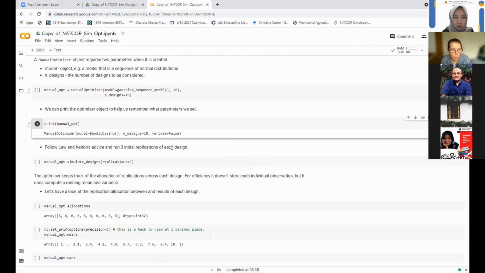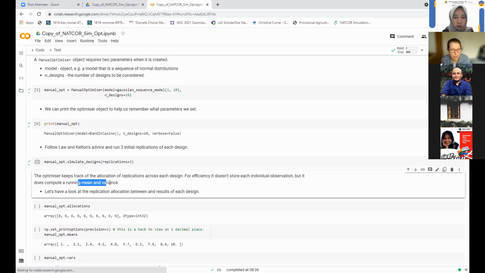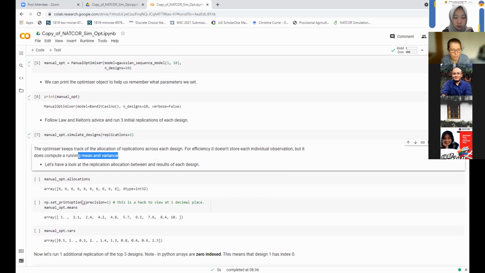And what we might want to do, and what all these optimization procedures will do in ranking and selection, is just do an initial set of replications to have a feel for what each of the design points are and what the outputs are. So if we run that, then it will do that. It's already run them. It's not actually told us what is going on, but it's keeping a running mean and a running variance.